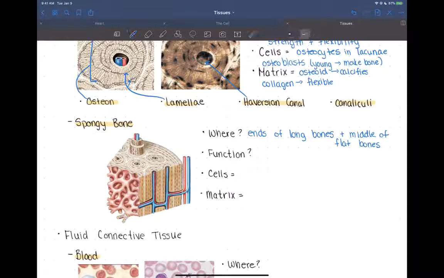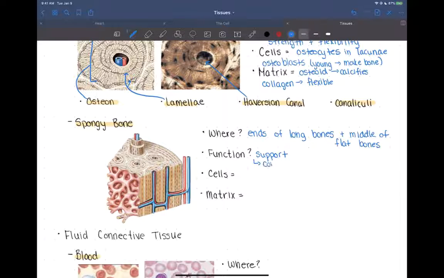Okay, so on this picture, it looks like little networks, almost like a web. Spongy bone looks like a sponge. So it's found at the ends of long bones and the middle of flat bones, and it provides some support. It's not nearly as strong and durable as compact bone because it has all those spaces, so it's not as able to withstand pressure, but it does provide some support.